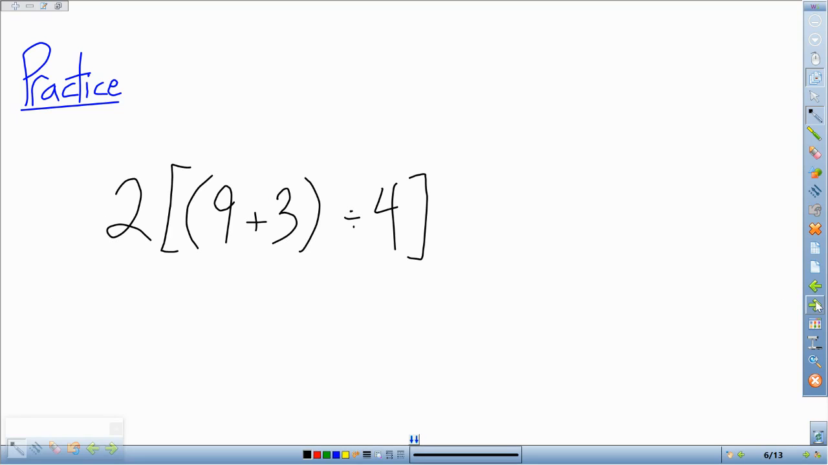All right, so practice problem. Again, go ahead, copy this one down, try it on your own. It's gonna prompt you to enter your answer just to see how well you did, and then we'll go over this together. Okay, try it out.